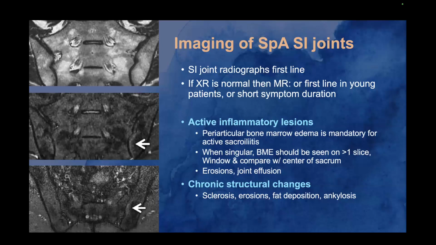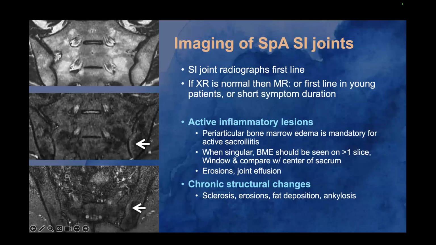Now, when we're looking at SI joints, really radiographs still remain a first line for diagnosis, but if they're normal, then you might want to consider doing MR. But also in patients that are young, you might want to consider doing MRI, because sometimes it can be challenging to identify structural changes, particularly in pediatric patients, or if there's only a short symptom duration in which you're trying to pick up on those active inflammation.